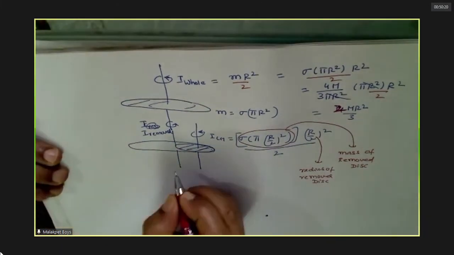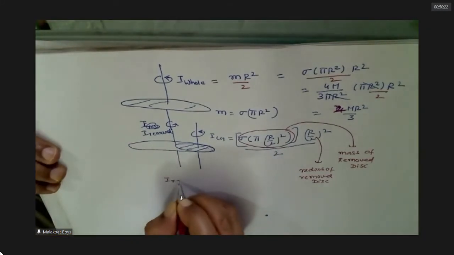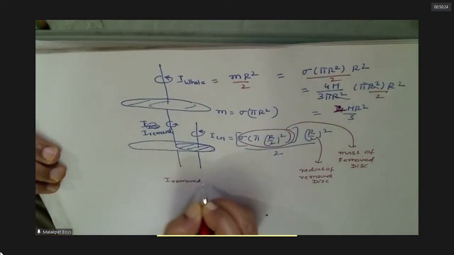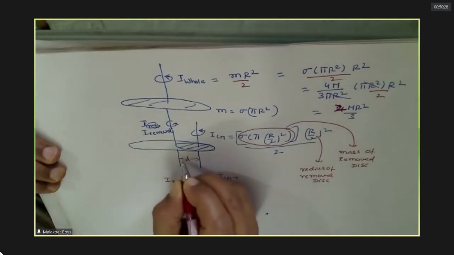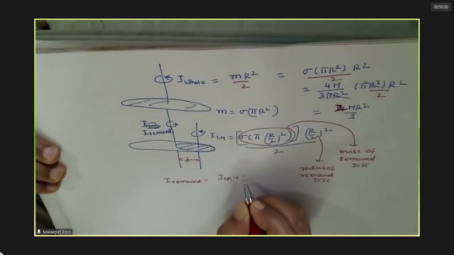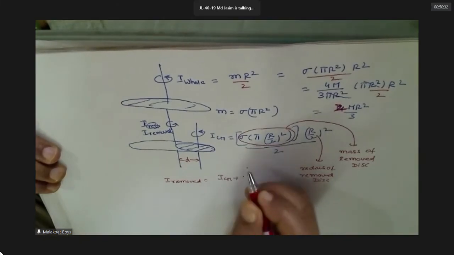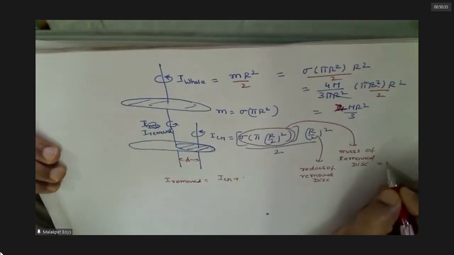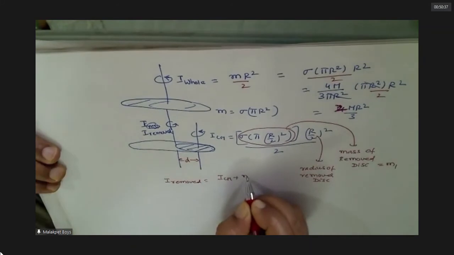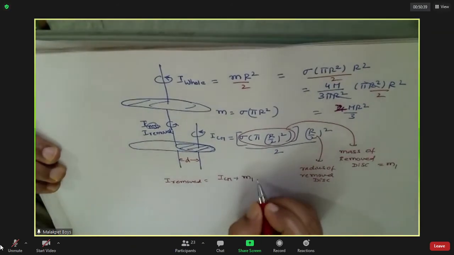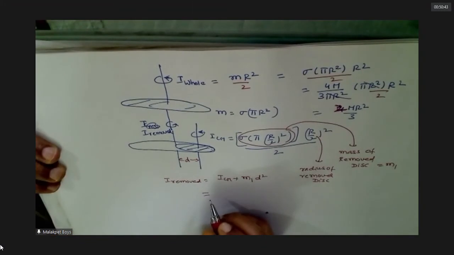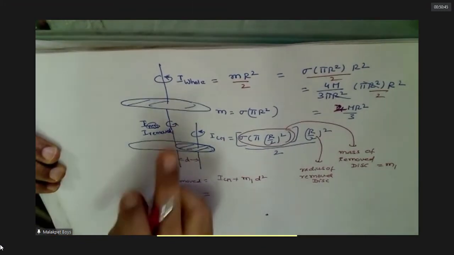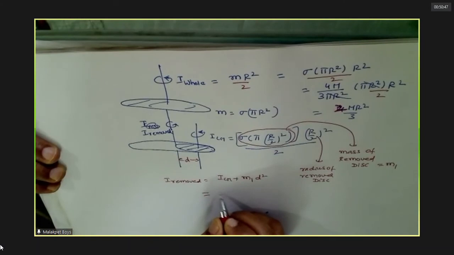Clear? Now, what is the moment of inertia about this? ICM plus, by parallel axis theorem I can use, no? Mass of the disk, m1 into d square. Now we need about this, no? ICM is how much?